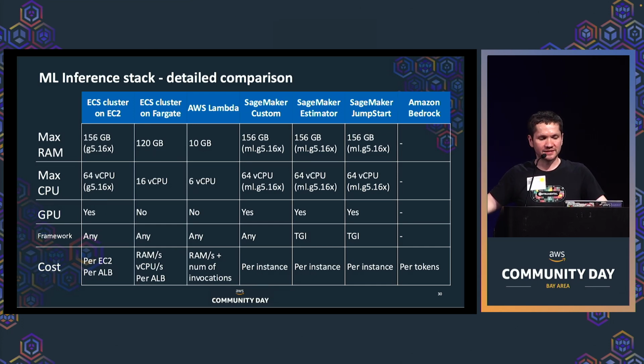Things to note here is that ECS on Fargate and Lambda are limited to CPU. SageMaker and ECS use the same type of instances. So if you can use one for your use case, you can use the other for your use case. And as you can see with Bedrock, you don't need to care about anything hardware related. You just pay per tokens.